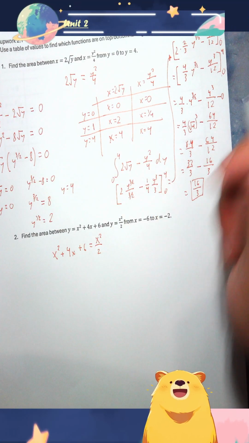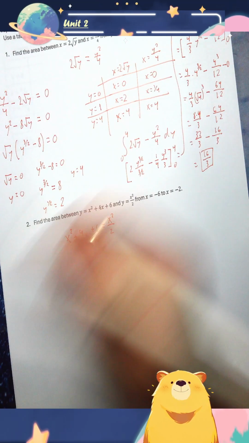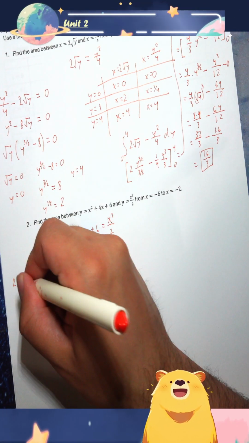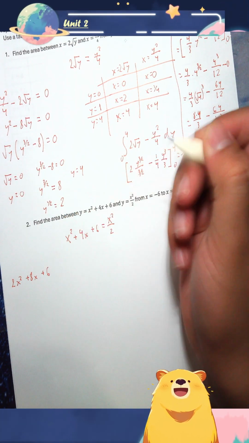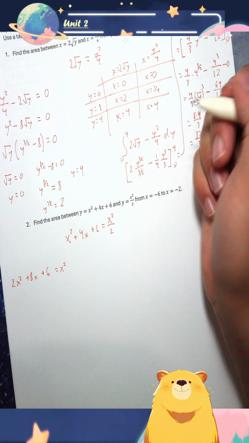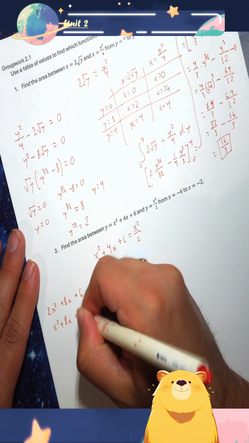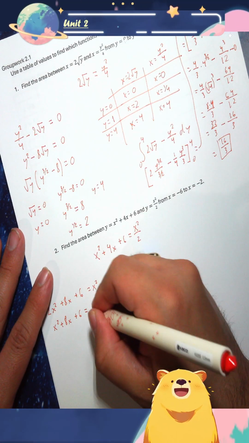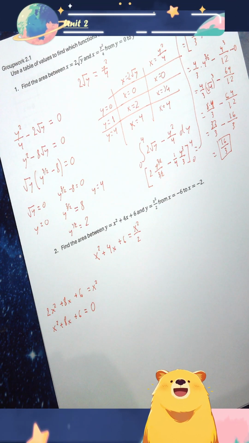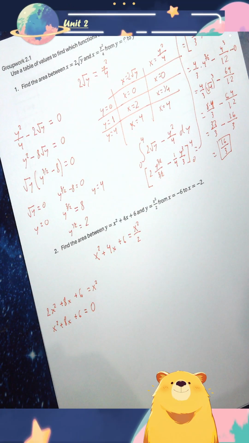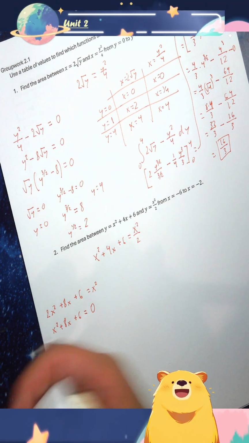I don't like the fraction, so I'm going to multiply the whole thing by 2. We got 2x squared plus 8x plus 6 equals x squared, and then we subtract an x squared. So we got x squared plus 8x plus 6 equals 0. From here, I could factor. Oh, I didn't multiply everything. I multiplied this by 2, but not the other side. I was wondering why it looked a little off.